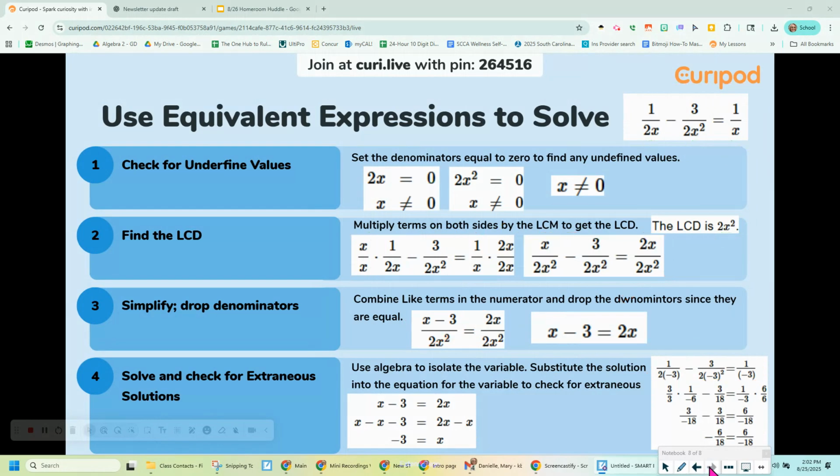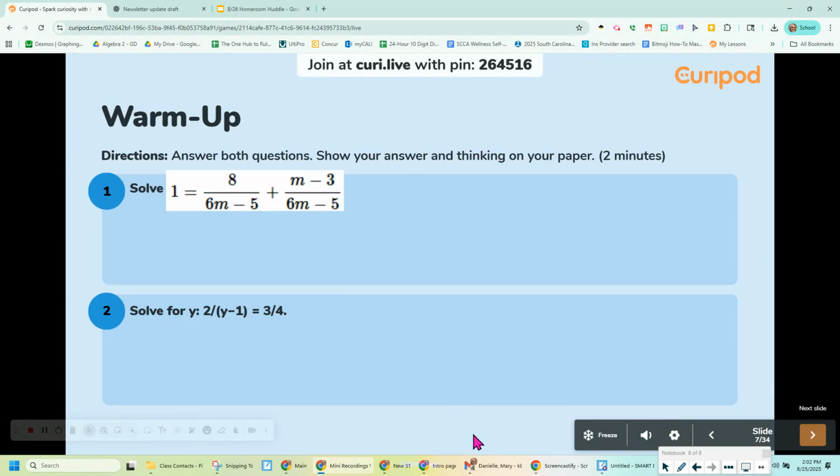So let's see if we can practice that a little bit now that you've seen this example. Answer both questions and show your answer and thinking on your paper. Take yourself a break here and pause it and spend 2 minutes seeing if you can apply what we just learned to these two equations.